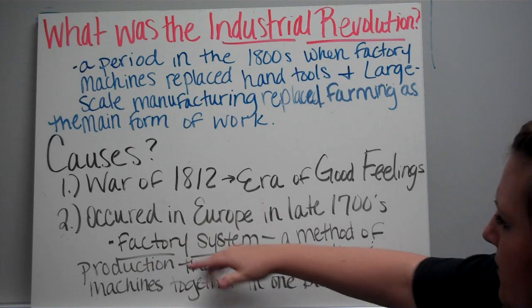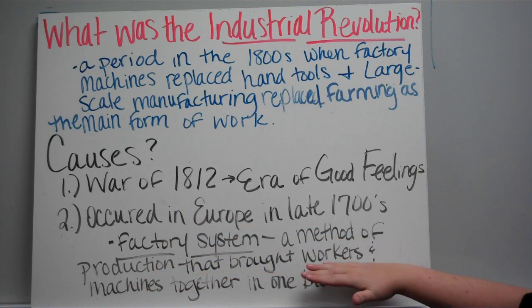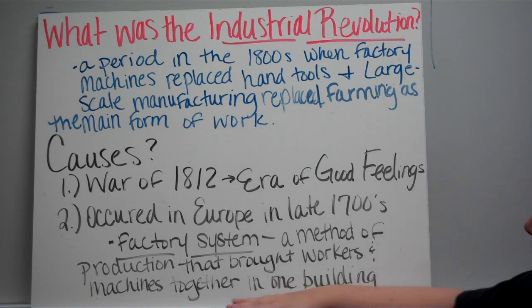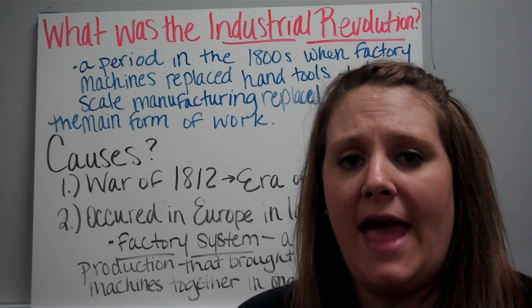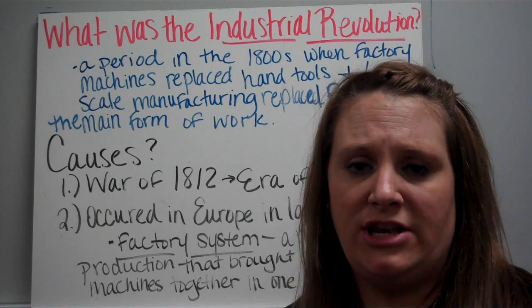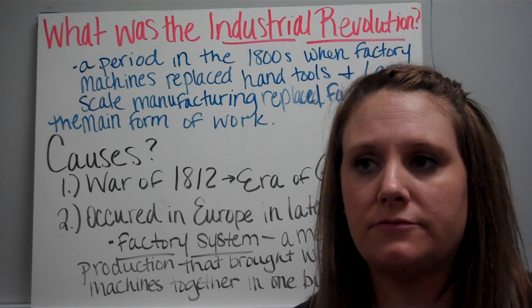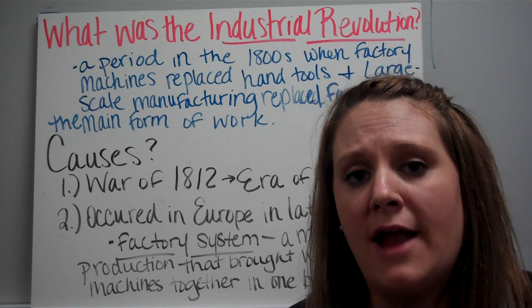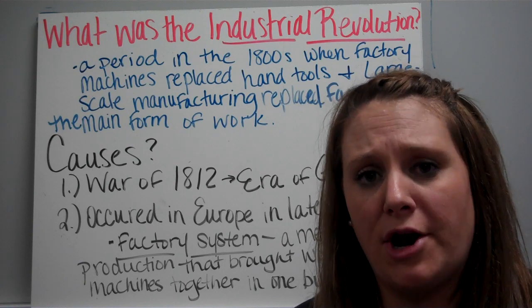The factory system, which was created in Europe, was a method of production that brought workers and machines together in one building. Prior to the Industrial Revolution, we had in America what was called a cottage industry. Skilled workers, people who had the actual skill, would create the product within their home and then take that product and drive it to market.